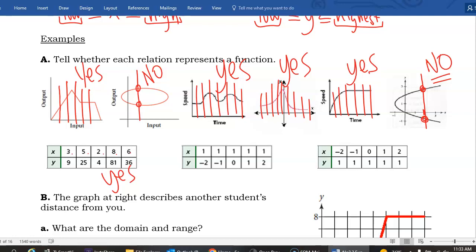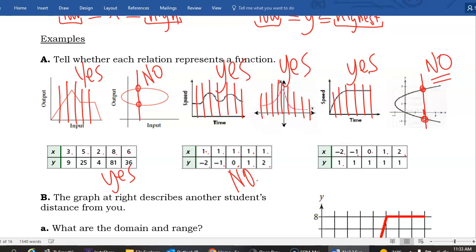If I look at the second table, I can see an input of 1 could give me a -2 or a -1 or a 0 or a 1, because I have this input value repeating and giving me different output values, no, that is not a function. And finally, unique input values.